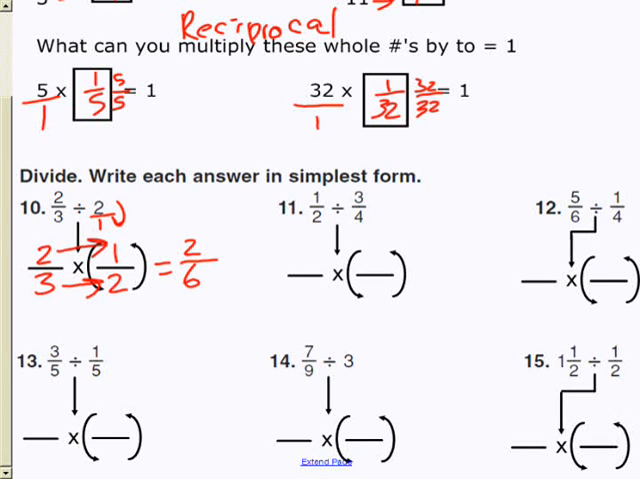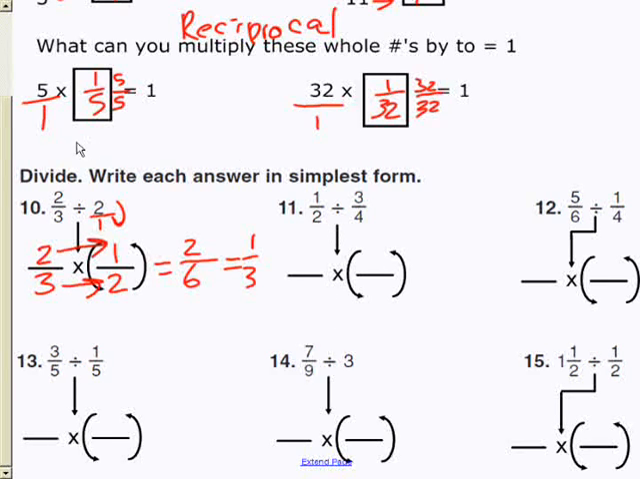So you can see this is actually just like multiplication, where we can't leave numbers as whole numbers or mixed numbers. We have to rewrite it as fractions. We multiply our numerators and denominators. We're going to simplify this to 1/3. Exactly the same, except we have one extra step. We need to write it as a multiplication problem by taking the first fraction, changing division to multiplication, and the reciprocal of the second. So let's try and practice a few of these.